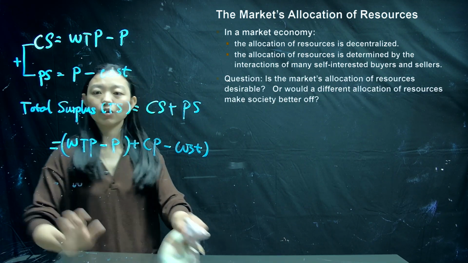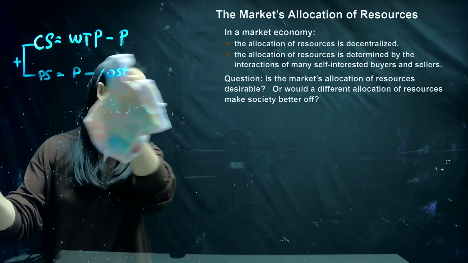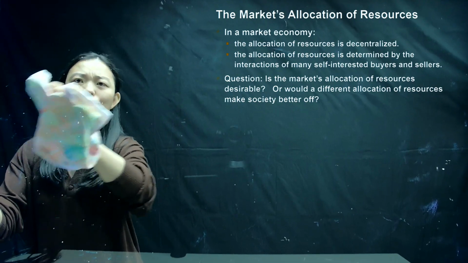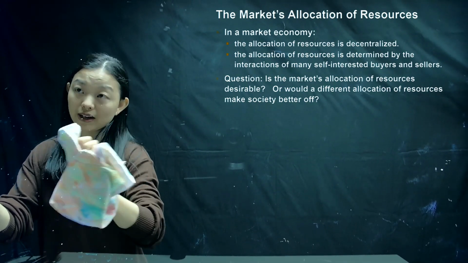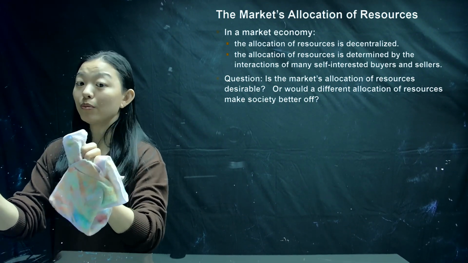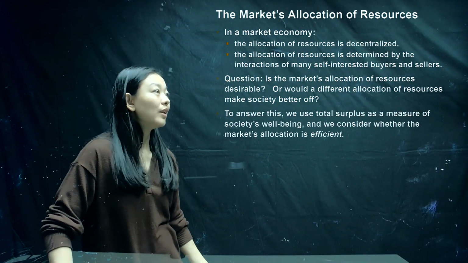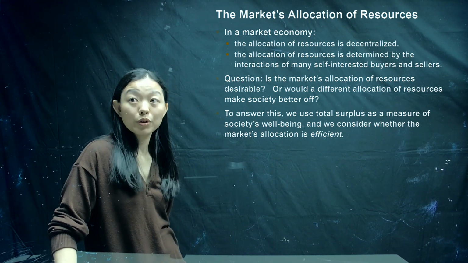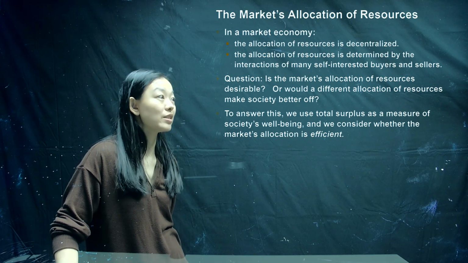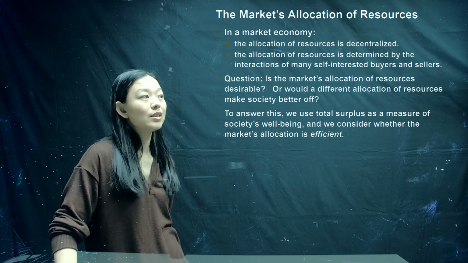So my question here is, is the market's allocation of resources desirable? Or could a different allocation of resources make our society better off? For example, now we are in a market economy country, right? Is the market the best way to allocate resources? Or maybe the government could be the best way to allocate resources? This is the question. To answer this, we will use total surplus as the measurement of the society's well-being, and consider whether the market's allocation is efficient or not. So let's look at it.